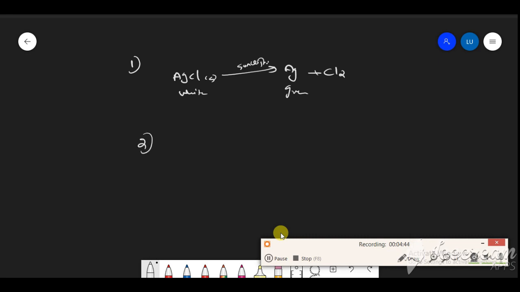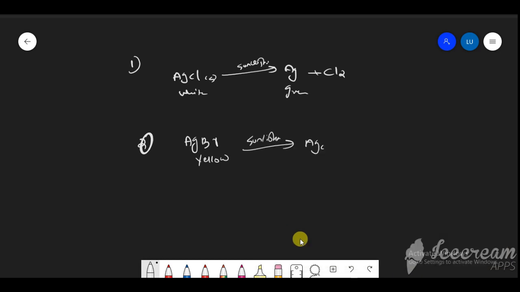The next one is silver bromide, which is yellow in color. When it is exposed to sunlight, it is converted into silver plus bromine. Here silver is a solid, and the yellow silver bromide also turns gray. These two reactions are examples of practical applications where decomposition reactions are used.